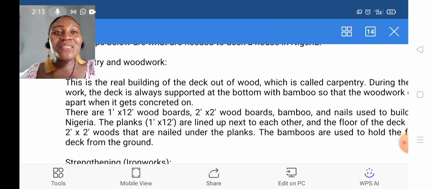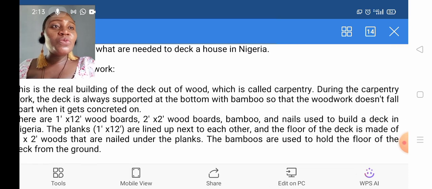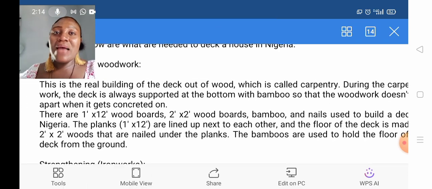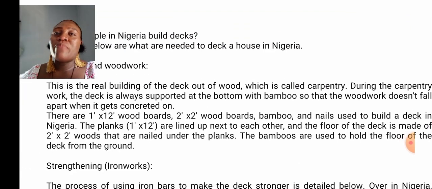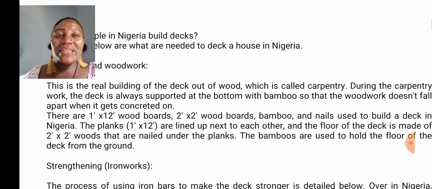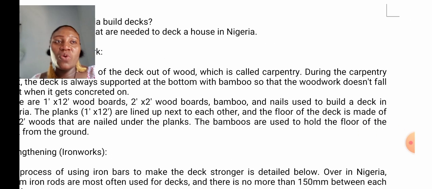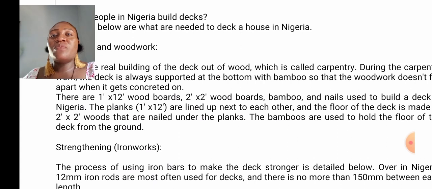The deck is always supported at the bottom with bamboo so that the woodwork doesn't fall apart when it gets concreted on. Also, the 1 by 2 planks are lined up next to each other, and the floor of the deck is made up of 2 by 2 woods that are nailed under the planks. Can you see how they all link? So the bamboo are used to hold the floor of the deck from the ground.